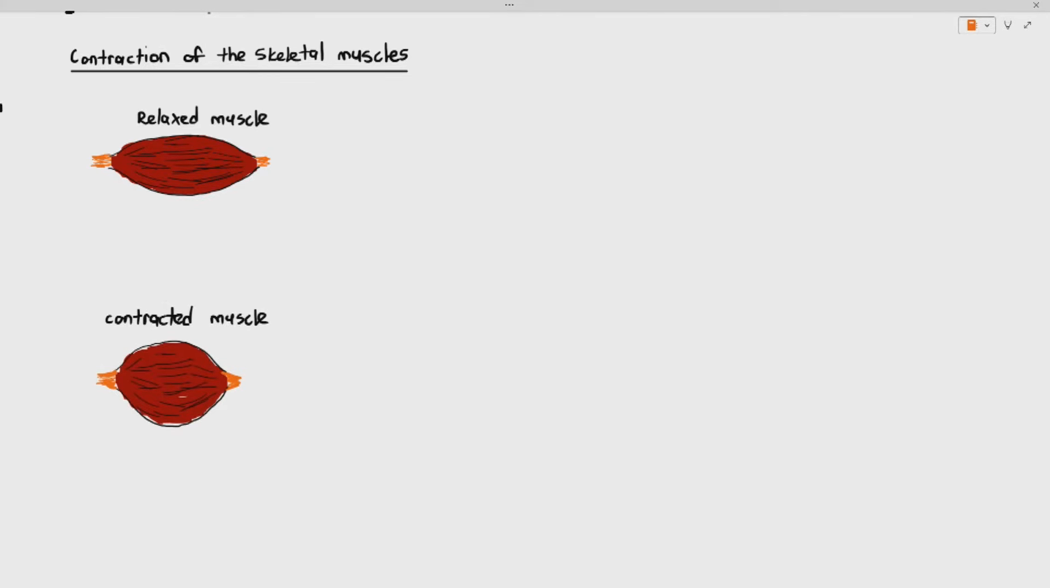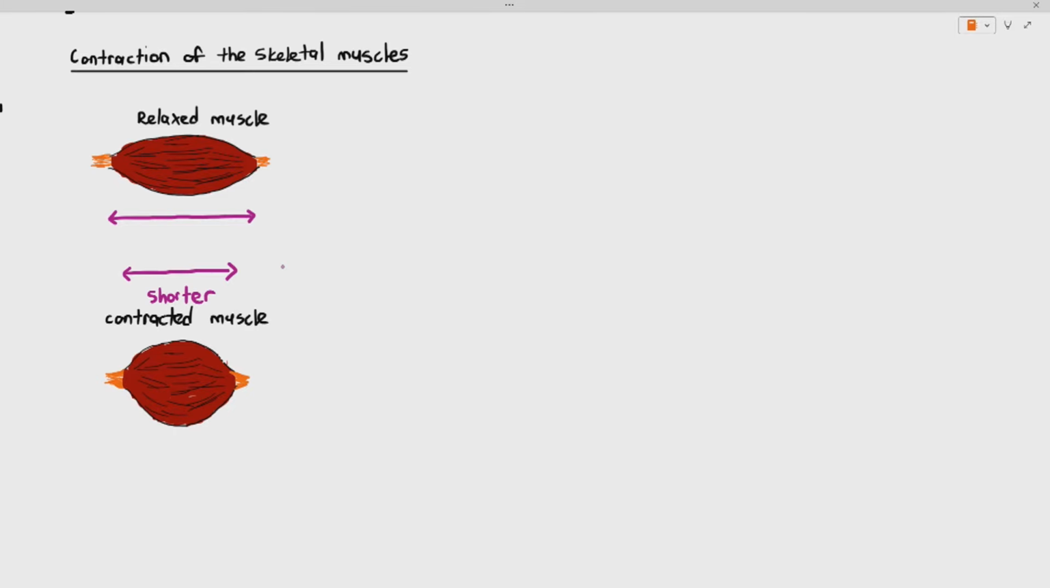But the point is, I also want you to notice the length. What has happened to the overall length of the muscle? The overall length of the muscle has reduced. The relaxed muscle is longer and the contracted muscle is shorter. So the point that I'm just trying to make over here is, if a muscle needs to contract, the overall length has to become shorter. So you're like, good, I get that part.